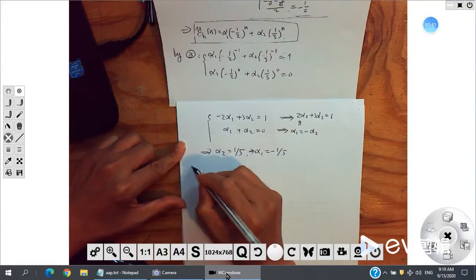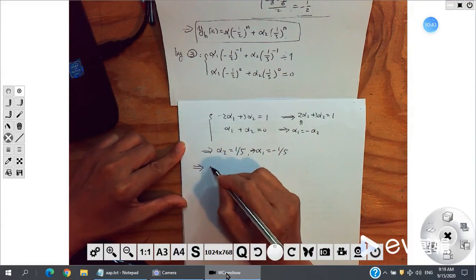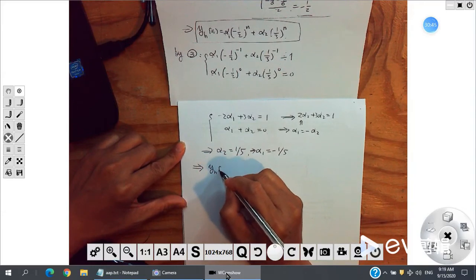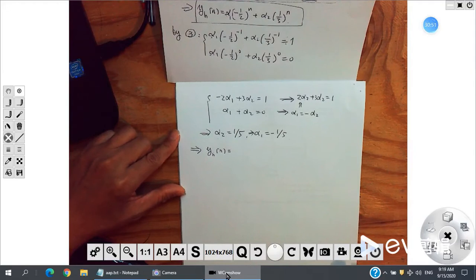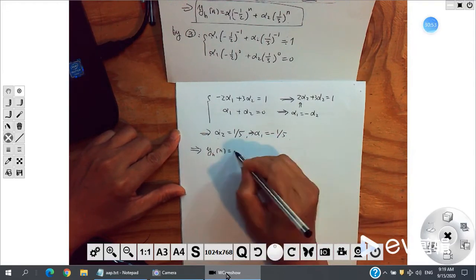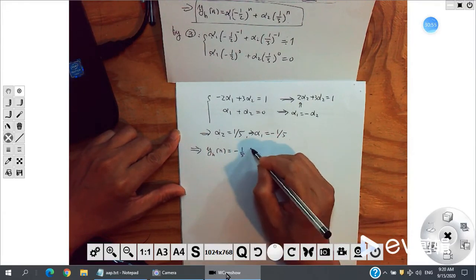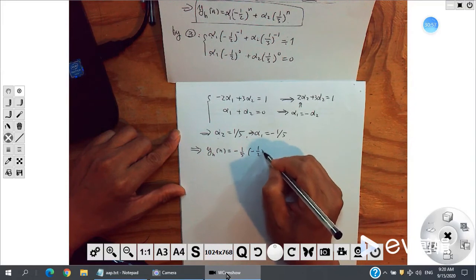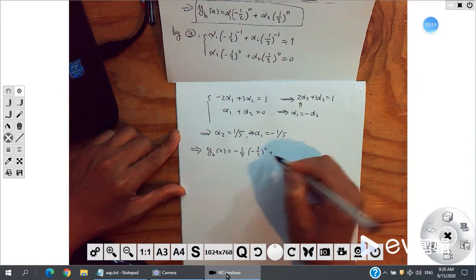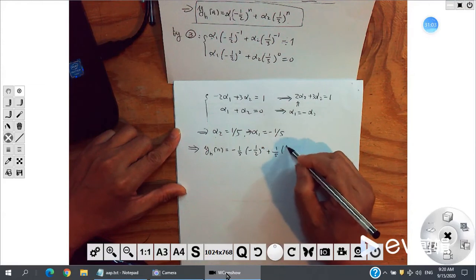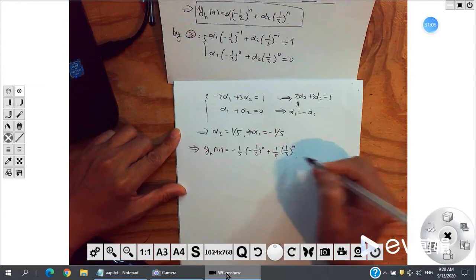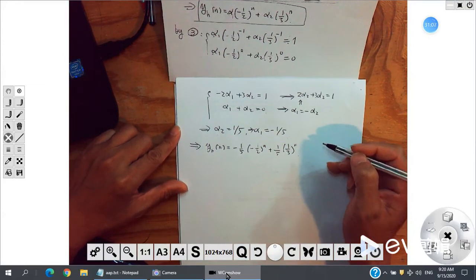Okay, so now we have YH equal to alpha 1, which is negative 1/5, times negative 1/2 to the n, plus alpha 2, which is positive 1/5, times 1/3 to the n. Alright, almost done. What is y?